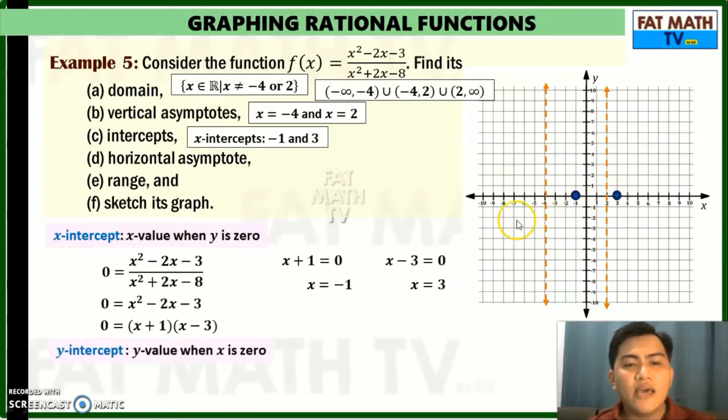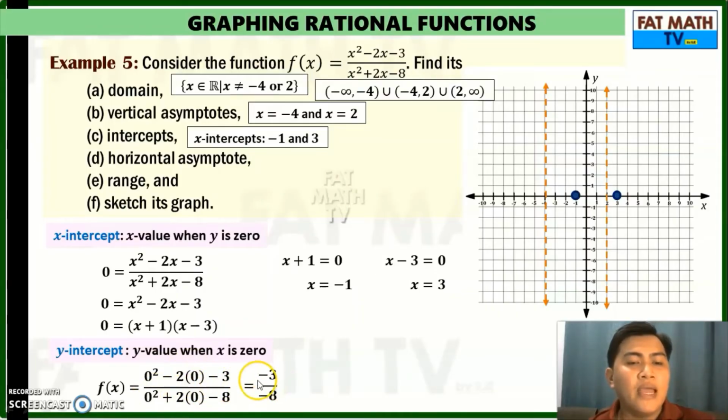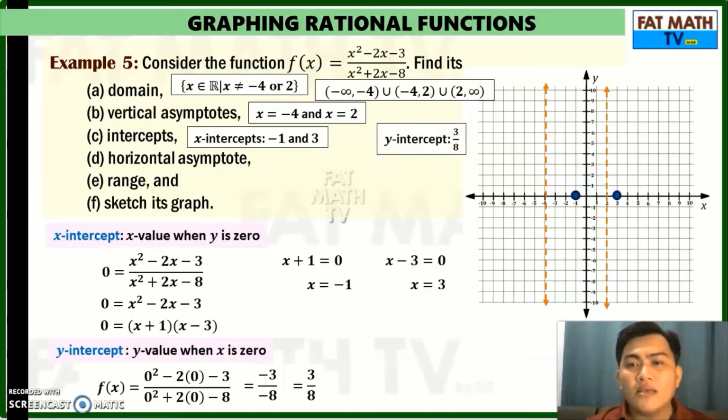For the y-intercept, just make x 0, so you will get 0 squared minus 2 times 0 minus 3 over 0 squared plus 2 times 0 minus 8. This is 0, this is 0, this is 0, this is 0. So you will be having -3 divided by -8, or that is +3/8. So the graph will pass through the y-axis at +3/8. There. So this is 3/8.